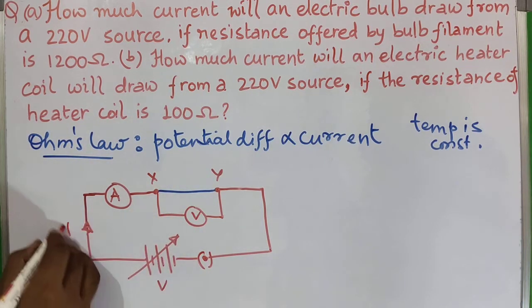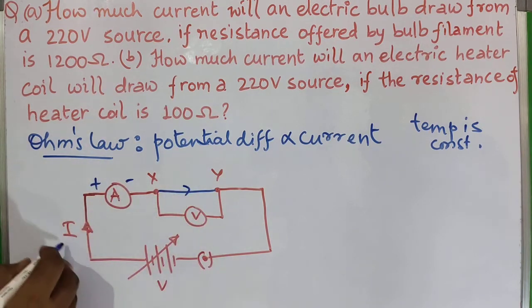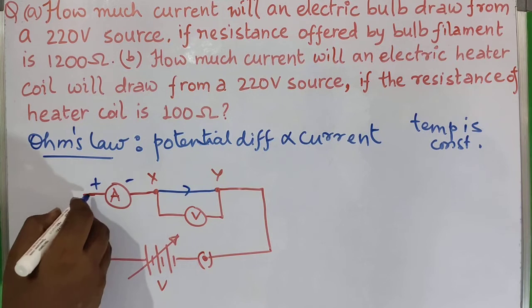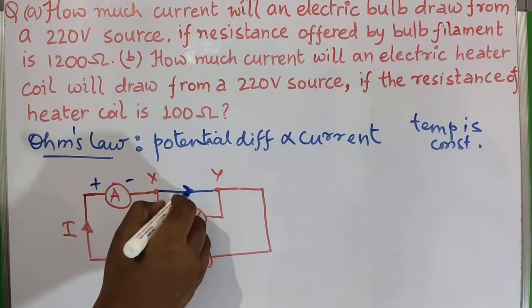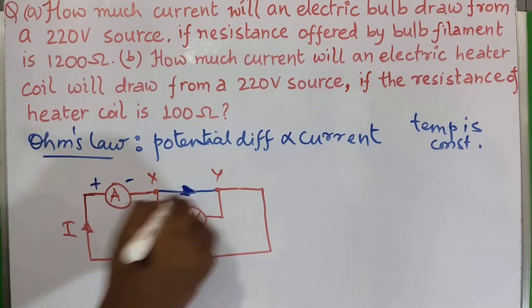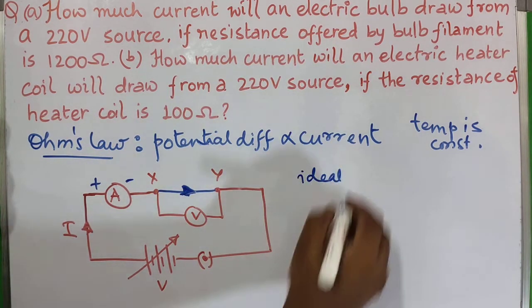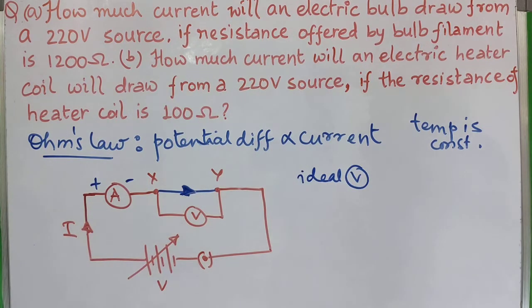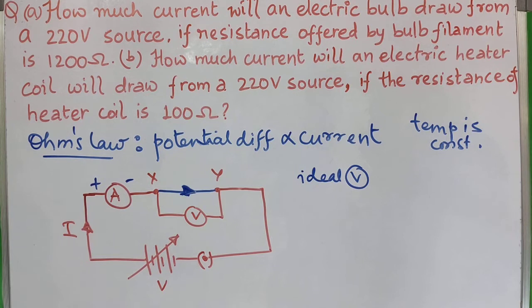Now the current will pass through the circuit, right? The circuit is complete, so the current would pass through the conductor. See here, the current will pass through the ammeter. The same current is going to pass through the conductor. No current will pass through the voltmeter. We'll assume that our voltmeter is an ideal voltmeter, where the current entering the voltmeter is 0.